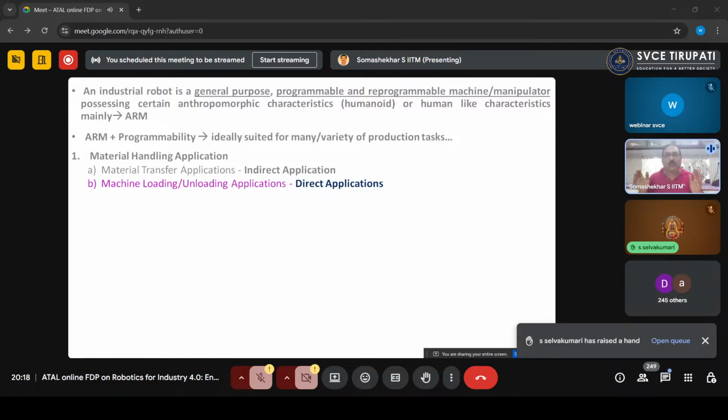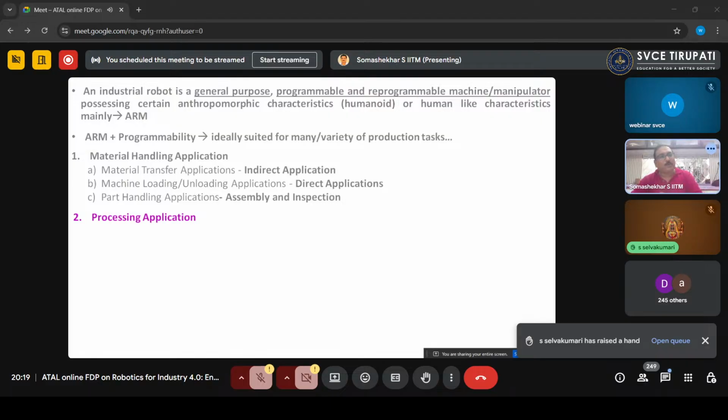Work cell means how one robot is serving the various machines. In machine loading and unloading applications, one robot work cell means one robot serving 2-3 machines at a time. It may be loading, sometimes loading and unloading, sometimes only unloading, various applications. Robots are working with the machine tools. Part handling applications, for example assembly and inspection, are categorized like this.